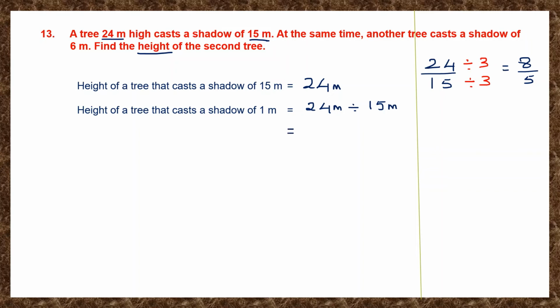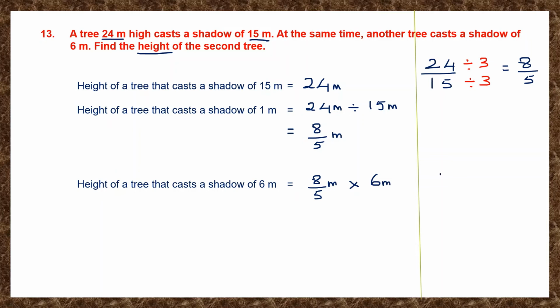So what is the height of a tree that will cast a shadow of 1 meter? It will be 8 by 5, 8 by 5 meters. Now that we know the height of a tree that can cast a shadow of 1 meter, we can find the height of a tree that casts a shadow of 6 meters. So 1 meter is 8 by 5 meters, the height of the tree. So if we have to find the height of a tree that casts a shadow of 6 meters, we multiply this with 6 meters. So here we have 8 by 5 into 6. So let's do that. 8 by 5 into 6.